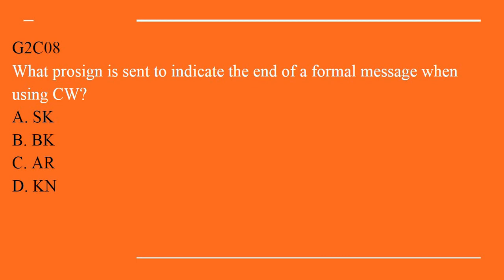G2C08. What prosign is sent to indicate the end of a formal message when using CW? A. SK. B. BK. C. AR. Or D. KN. Correct answer is C. AR.